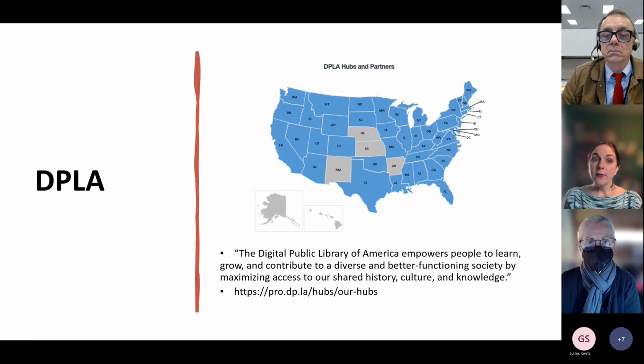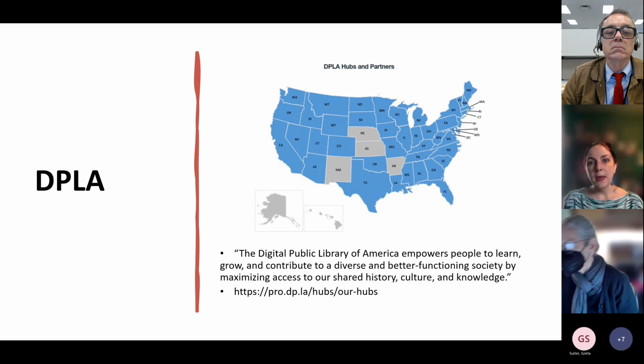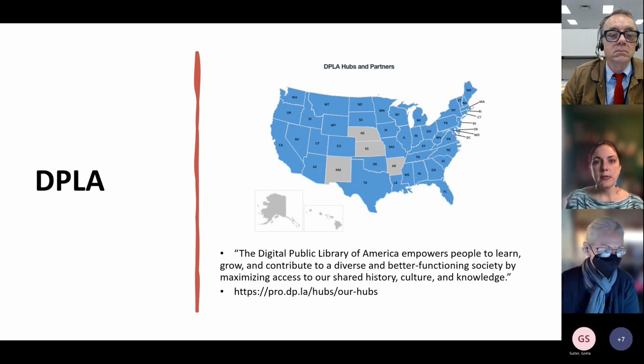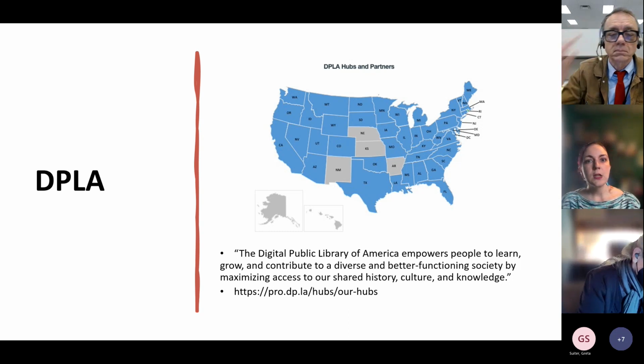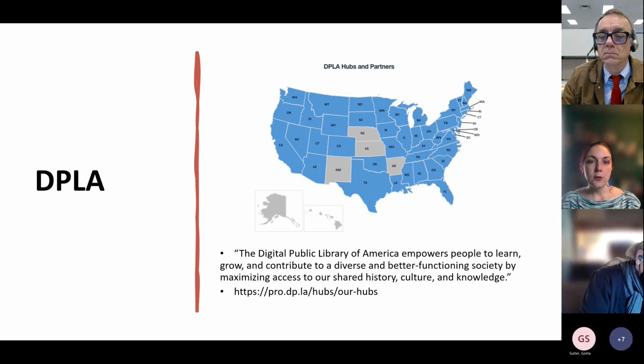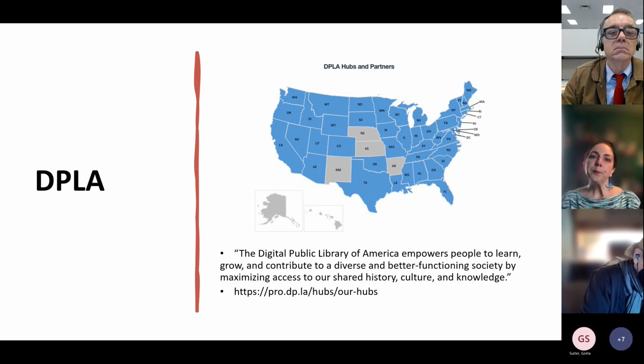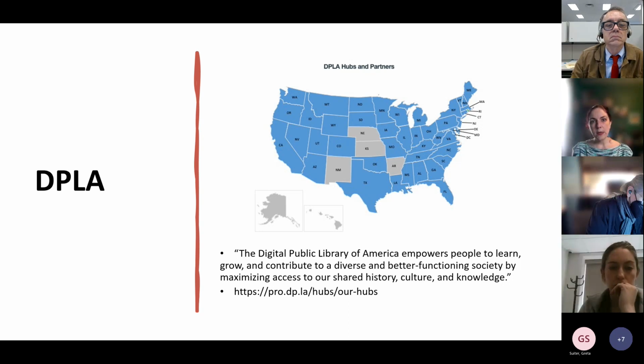So if you haven't heard about DPLA before, DPLA stands for the Digital Public Library of America. Here is a map that shows areas covered in the United States by DPLA hubs and partners. So this means all of the states and areas that are in blue have representation in DPLA for materials.